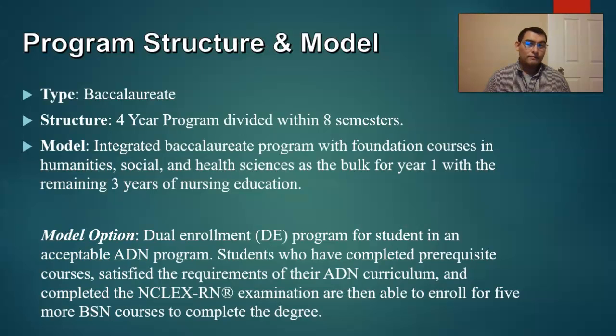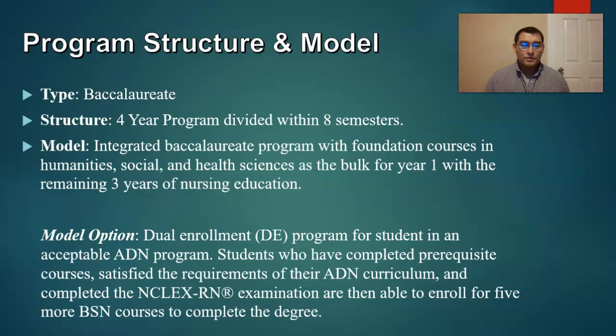For my BSN program, the program structure and model I chose would be a baccalaureate type. The structure would be a 4-year program divided within 8 semesters. The model for this would include first an integrated baccalaureate program, which would have foundational courses within humanities, social, and health sciences for the first year. Following that, the remaining 3 years would include the nursing educational courses.